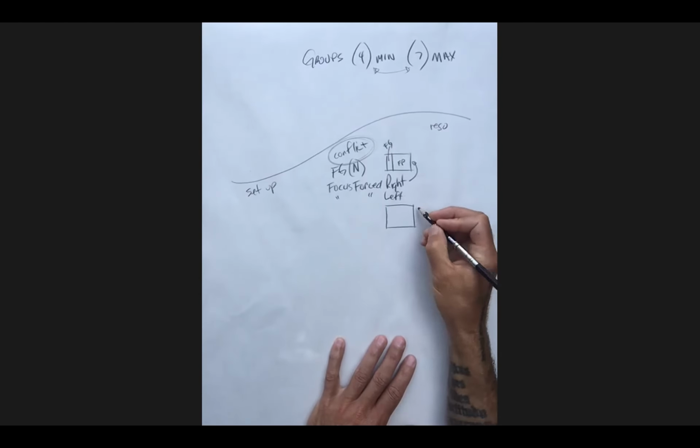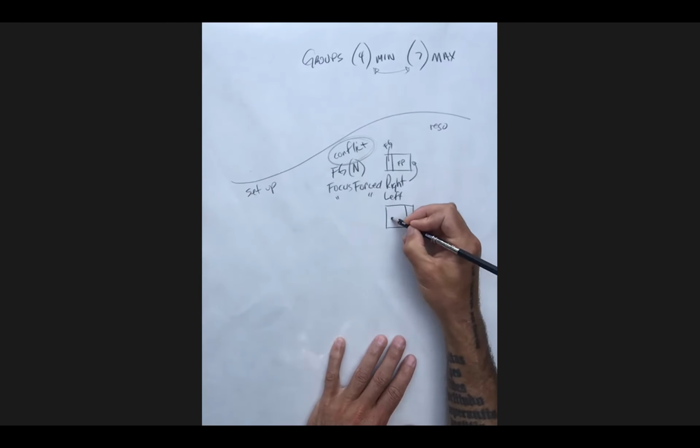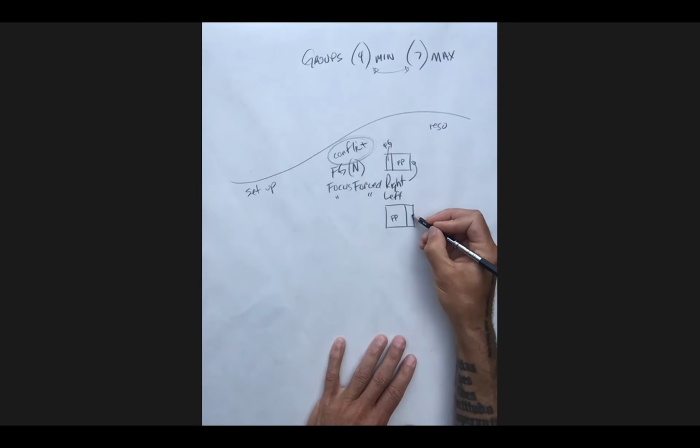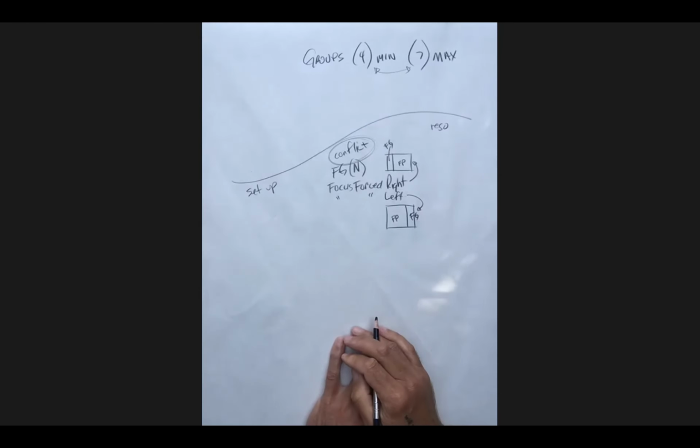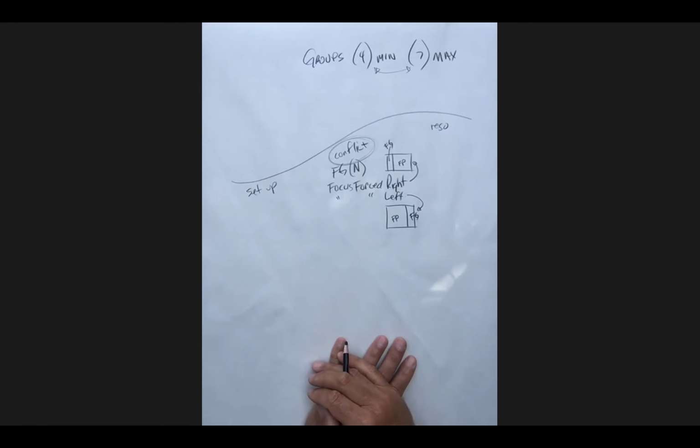Focused forced left just means that your focal point is on the left-hand side, your foreground entrance is on the right-hand side. Okay, so those are your 2 asymmetrical structures.